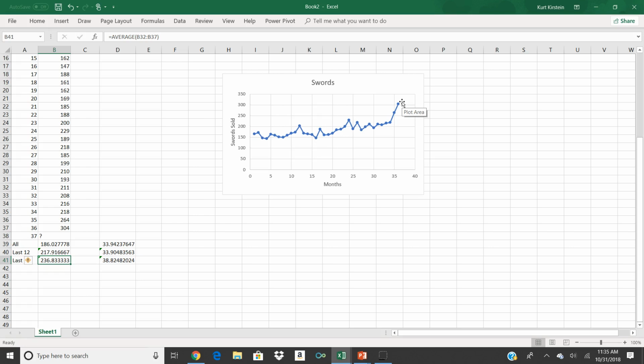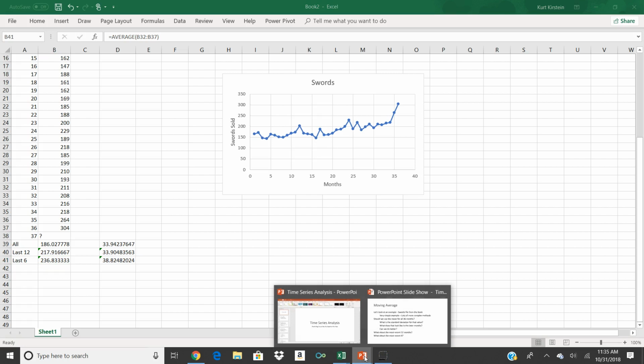There are algorithms that you can use to actually make better projections than that. We're not going to go that deep. We're going to use moving averages, and I think we're going to use moving averages for the last 12 months. So I would predict that the last 12 months was 217.91. I'm going to use that average as my projection for what month number 37 is going to be.